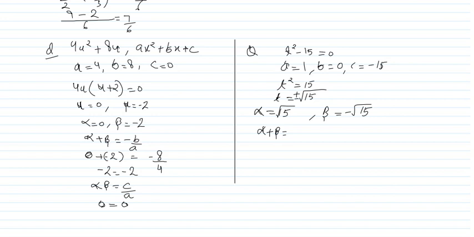So alpha into beta should be equal to c upon a. Alpha is root 15 and beta is minus root 15. And c here is minus 15 and a is 1. So on both sides of the equation you will get minus 15. So the result is also verified.